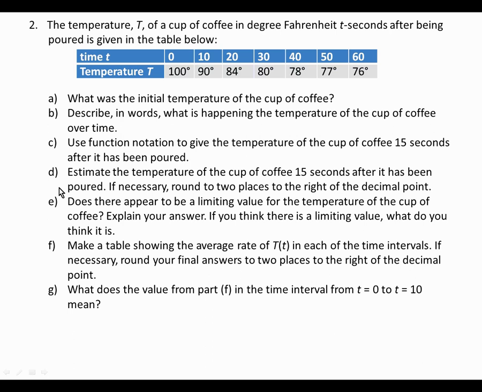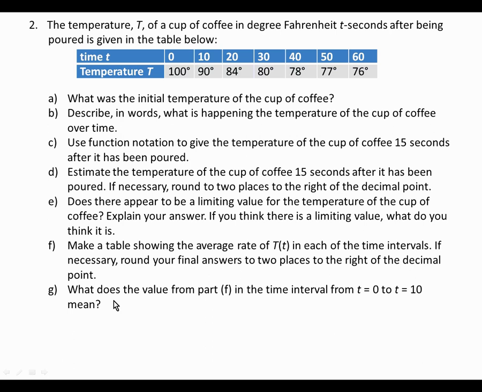Use function notation to give the temperature of the cup of coffee 15 seconds after it's been poured. Estimate the temperature of the cup of coffee at 15 seconds. And of course 15 is not in the table, but notice how nice, it is halfway between those two. Does there appear to be a limiting value for the temperature of the cup of coffee? Explain your answer. If you think there's a limiting value, what do you think it is? So notice there are 3 questions in that one. F, make a table showing the average rate of change of capital T of little t in each of the time intervals. If necessary, round your final answer to 2 places to the right of the decimal point.